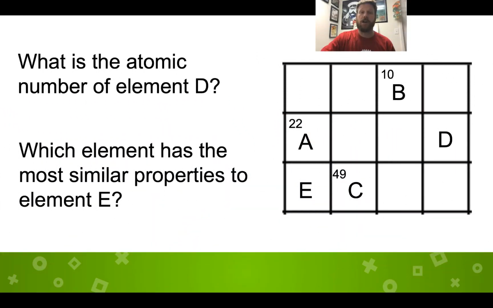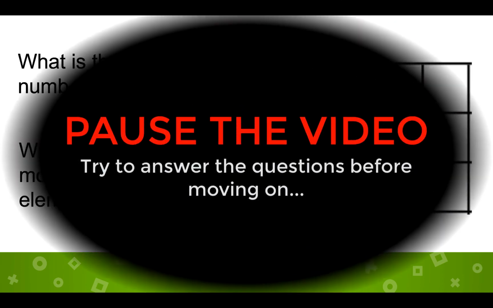All right, here's another couple questions for you to check your understanding so far. Got a little skeleton periodic table here. What is the atomic number of element D? Given some information here, you should be able to determine what the atomic number of element D would be. And which element has the most similar properties to element E? Based on what we've talked about, we should be able to answer that question. So pause the video, try those questions out as well.